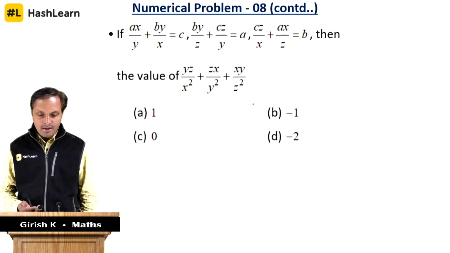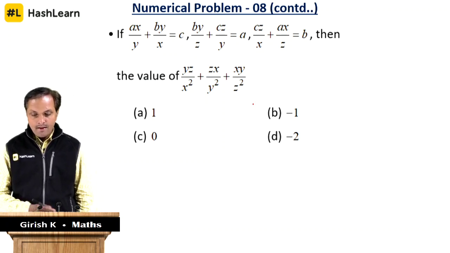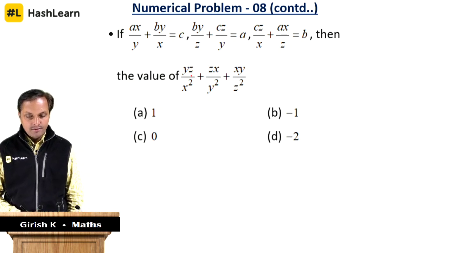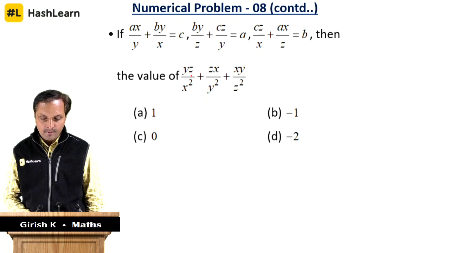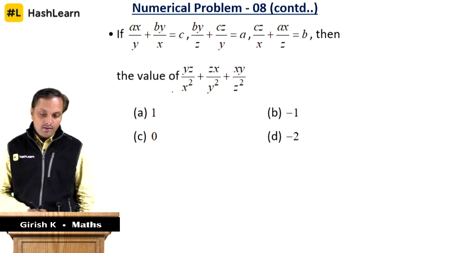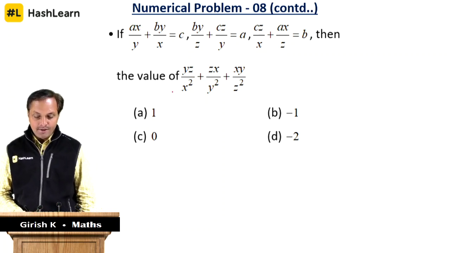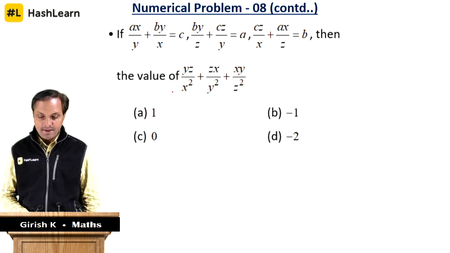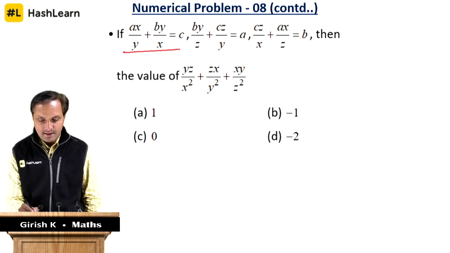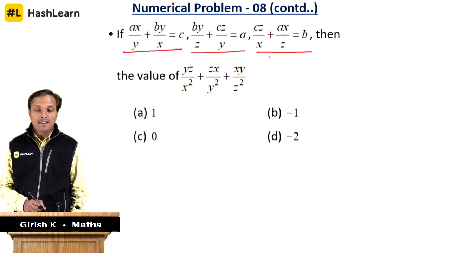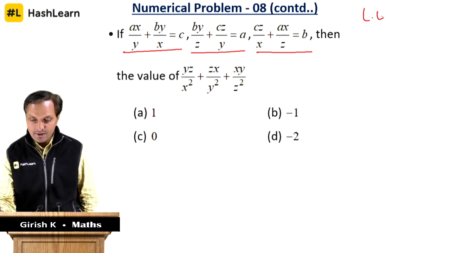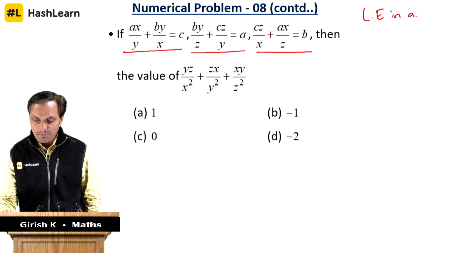So let us see, yz by x square, zx by y square, xy by z square. You know that these are the system of linear equations in A, B and C. So they are the linear equations in A, B, C.